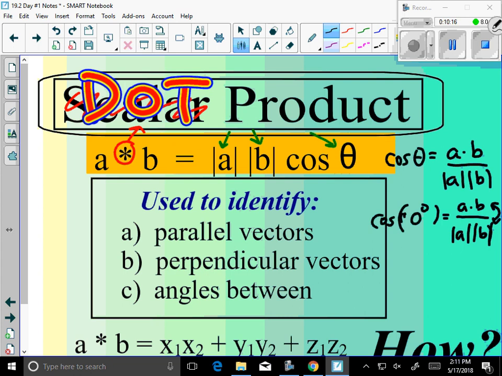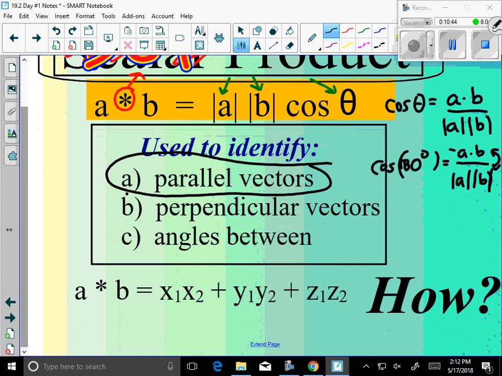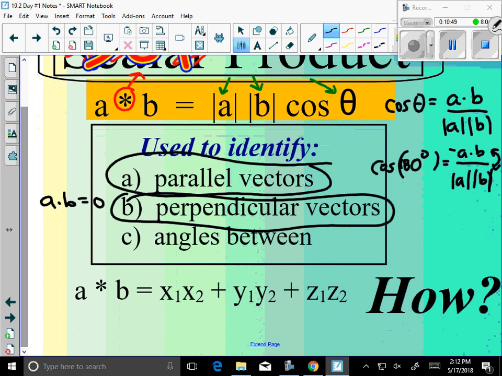Well, what if it was the cosine of 180? What's cosine of 180? -1. So then one is the opposite of the other. What would be true if their angle was 180? What direction would they be heading? Opposite direction. Parallel, but in the opposite direction. So parallel vectors happen when the numerator and denominator are equal, or could be opposites of each other, but equal in magnitude. And perpendicular vectors happen when A dot B equals 0. We'll talk about the angle between two vectors in a moment.